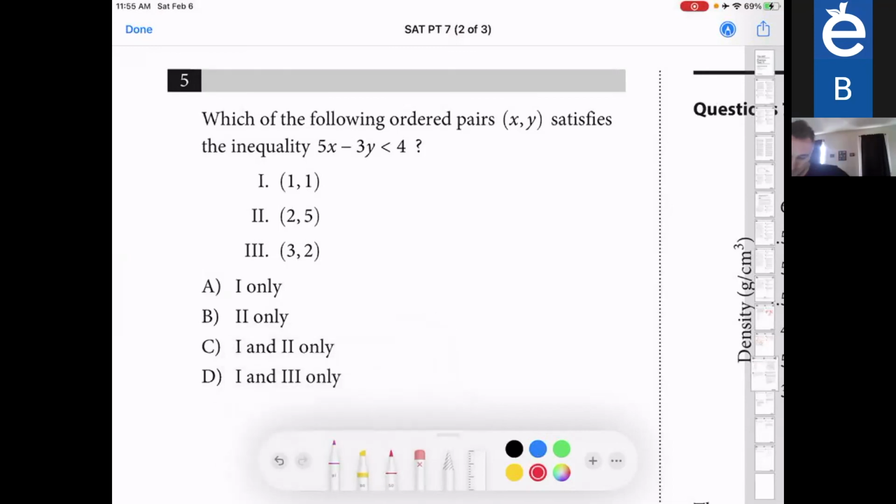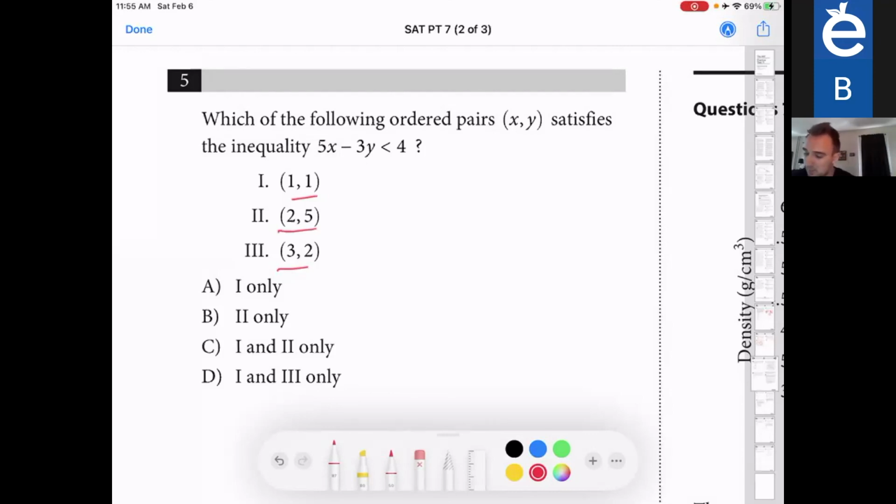So to satisfy the inequality, it means it needs to be true. If we plug in these values from these coordinates, 1, 1, 2, 5, 3, 2, for the x and y values, is this 5x minus 3y with those numbers plugged in there less than 4? Well, if it is, yes, it satisfies, and that's true. If it doesn't satisfy it, meaning if we get like 7 is less than 4, that's not true. 7 is not less than 4, does not satisfy the inequality, then no, that ordered pair would not work. So you can just plug these in.